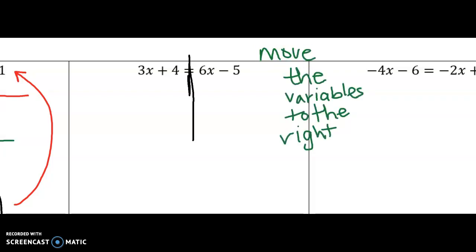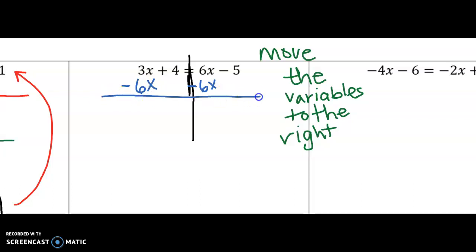And when I move the variables to the right, I'm going to combine the like terms. So in this case, the 3x and the 6x. It doesn't matter, you could do it either way. But I just like to keep it nice and simple, so I just move it to the right. So minus 6x. And if I do it on one side, I gotta do it on the other.